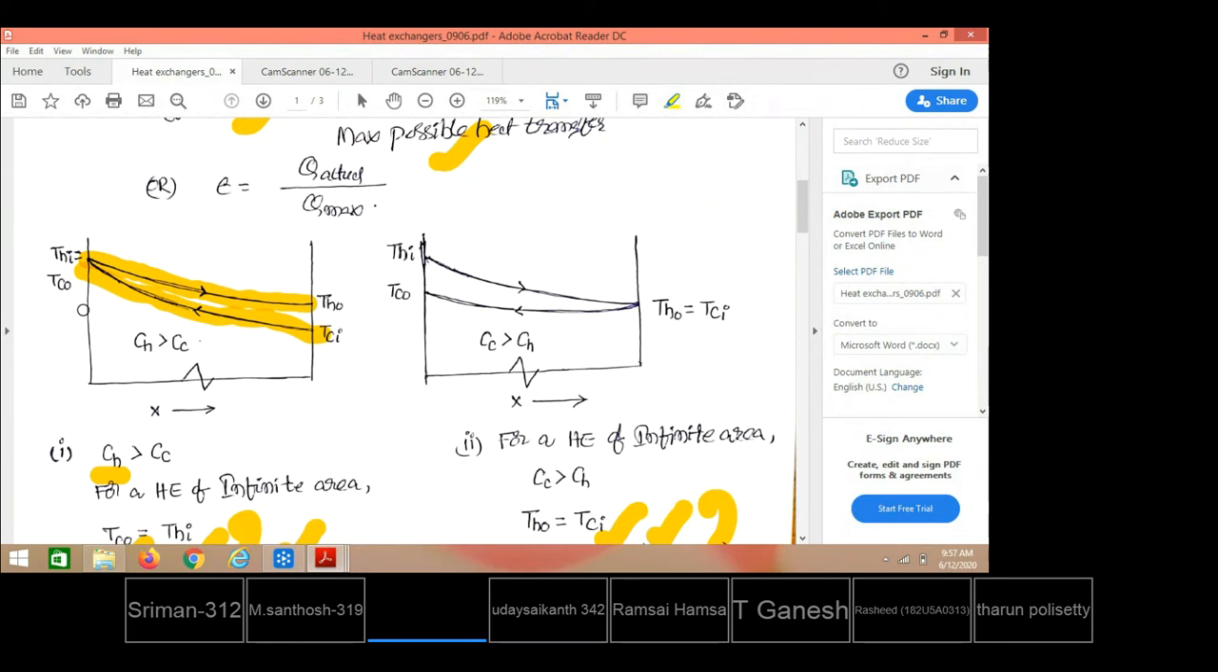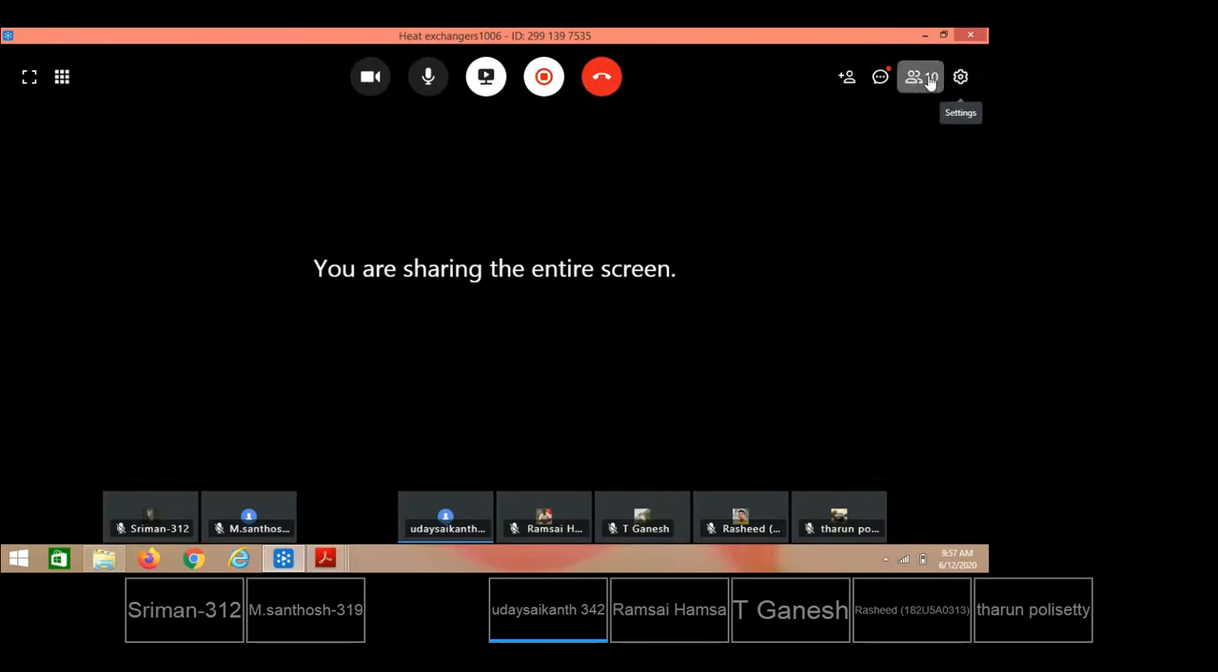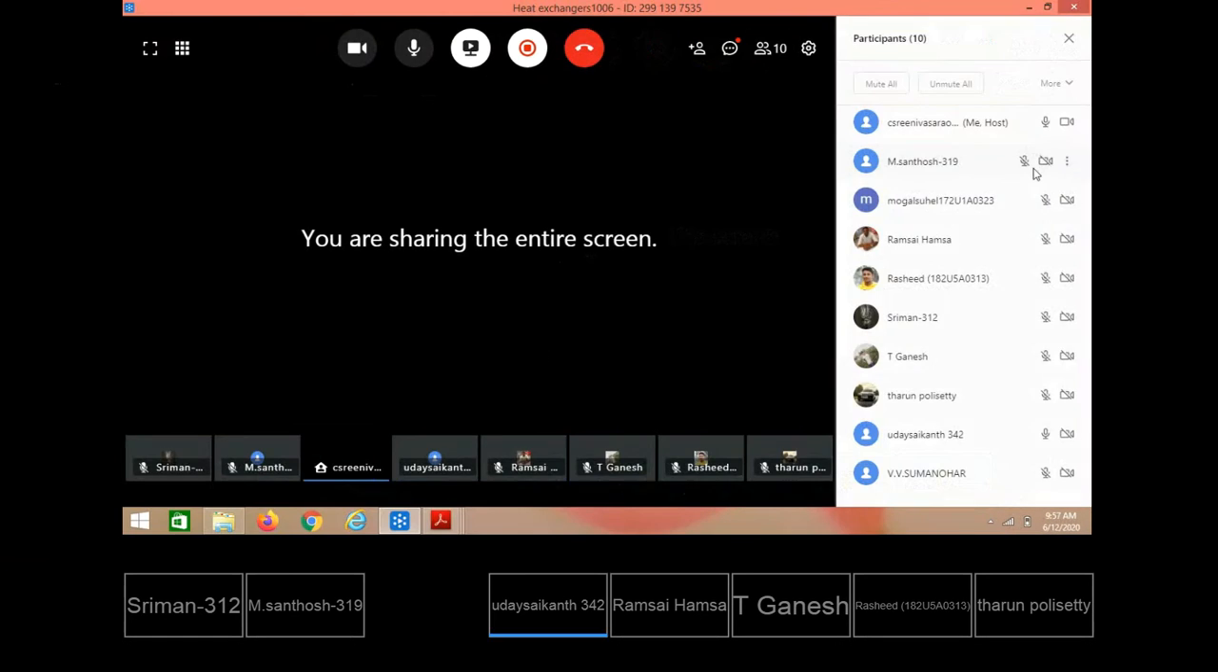What may be the maximum temperature we can get for the cold fluid here?